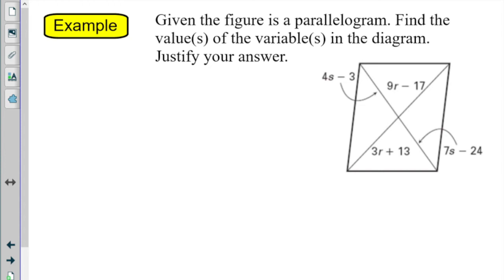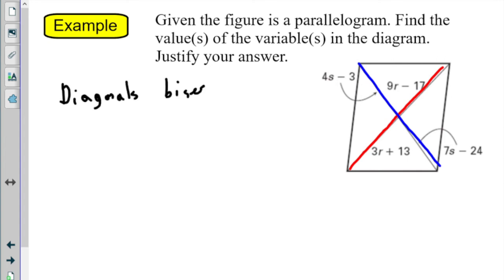Right, here's diagonal number 1. And then here's diagonal number 2. Those are my two diagonals. They go from corner to corner in my parallelogram. And what should be true about the diagonals? The diagonals need to bisect each other, which means that they need to split each other into 2 equal pieces.